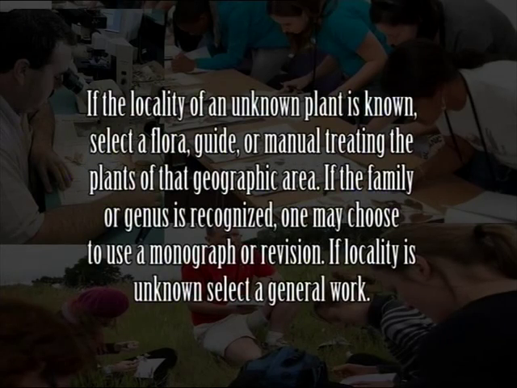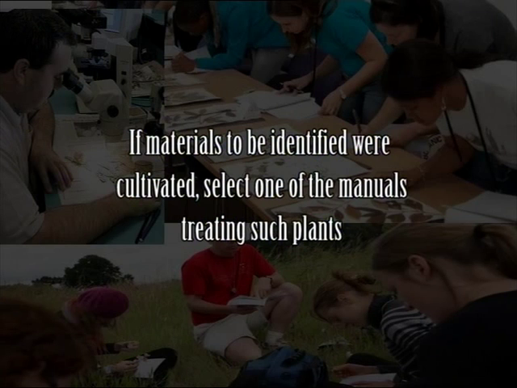If the locality of an unknown plant is known, select a flora, guide or manual treating the plants of that geographical area. If the family or genus is recognized, one may choose to use a monograph or revision. If locality is unknown, then select a general work. However, if the material to be identified were cultivated plants, then select one of the manuals treating such plants, since most floras do not include cultivated plants unless naturalized.